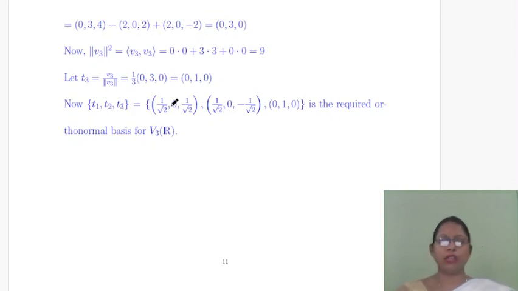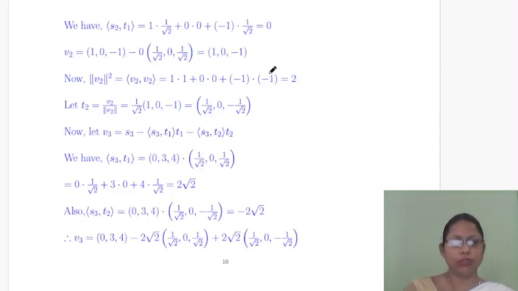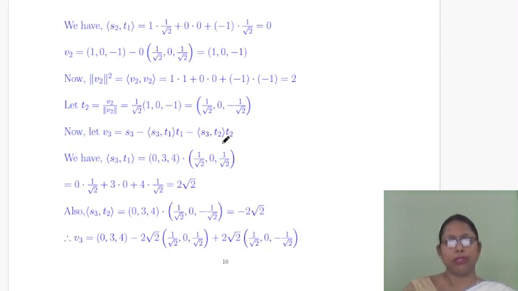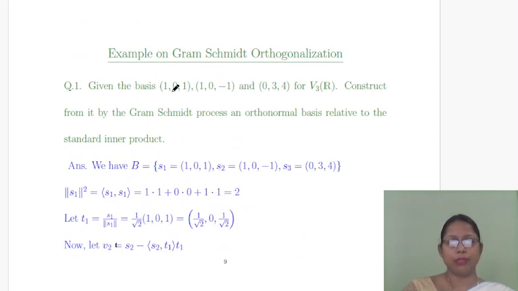T1 is 1 by root 2, 0, 1 by root 2, and T2 is this one, 1 by root 2, 0, minus 1 by root 2. T3 is 0, 1, 0, which is the required orthonormal basis corresponding to the given basis. Given basis, this one.